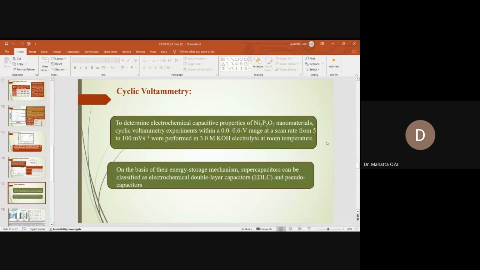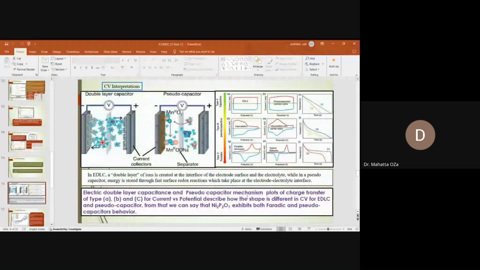Cyclic voltammetry. To determine the electrochemical capacitive properties of the nickel pyrophosphate nanomaterial, cyclic voltammetry experiments within a 0 to 0.6 volt range at scan rates from 5 to 100 millivolt per second were performed in 3 molar KOH electrolyte at room temperature. On the basis of their energy storage mechanism, supercapacitors can be classified as electrochemical double layer capacitors and pseudocapacitors. This figure shows the EDLC double layer capacitor.